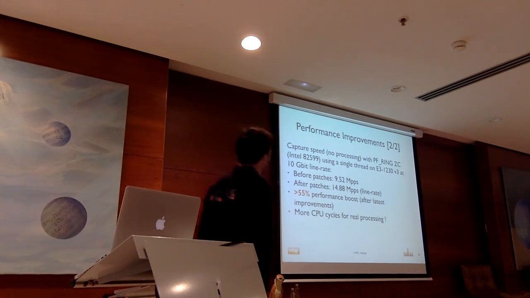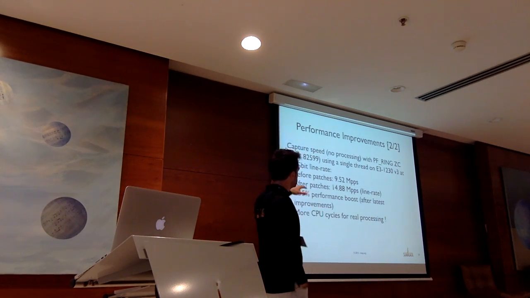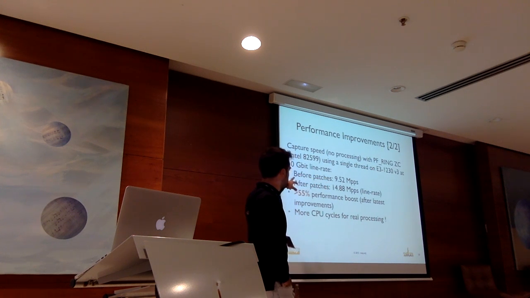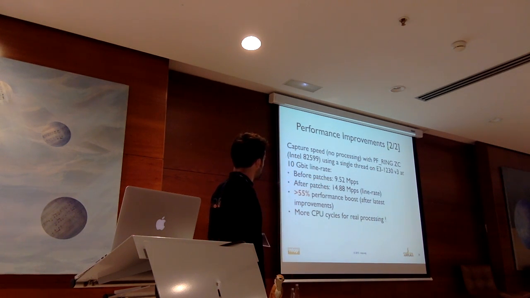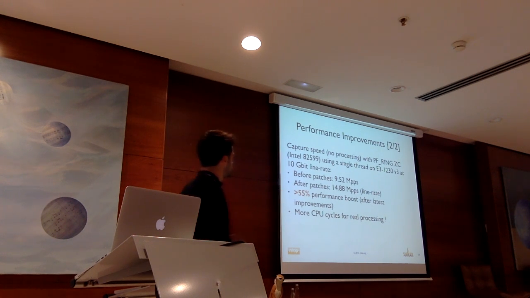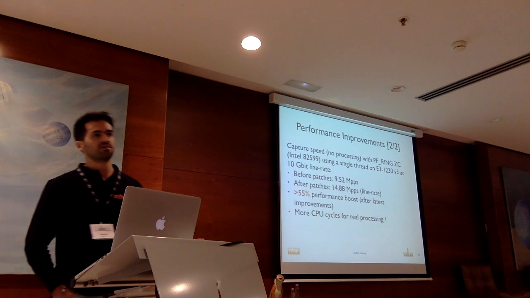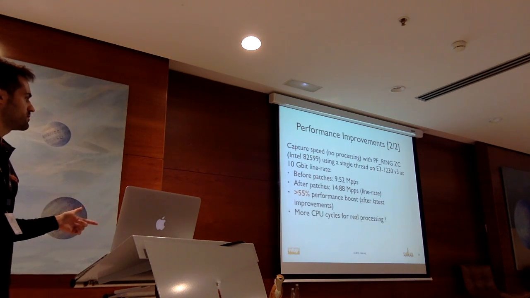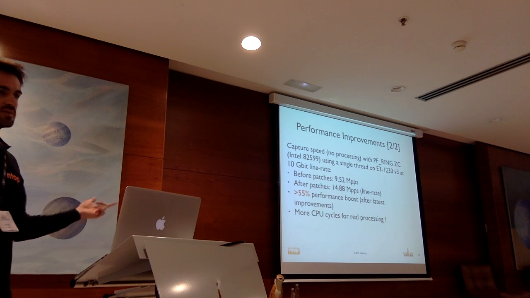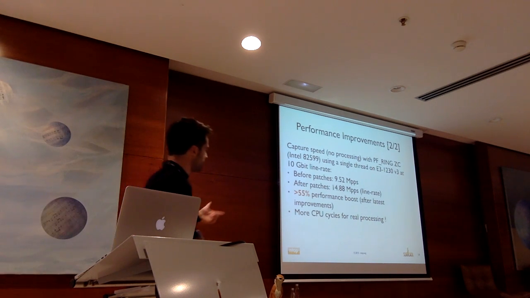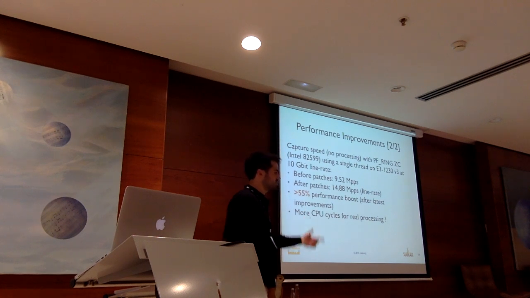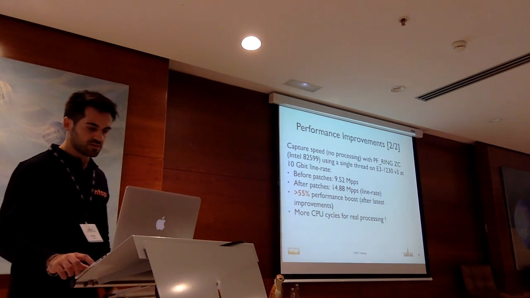We ran a few tests using Suricata with a single capture thread on an E3 machine at 10 gigabit line rate. After our patches, we measured a performance boost of more than 50%. What does this mean? It does not mean that Suricata is now able to process 50 million packets per second, but this means that you now have more CPU cycles for packet processing instead of wasting time just for the packet capture.